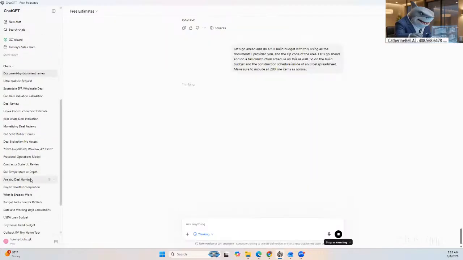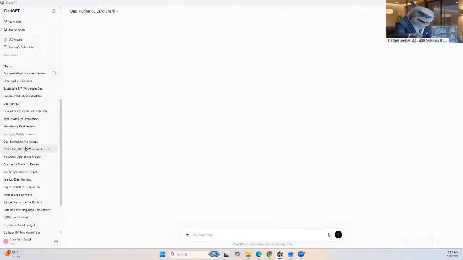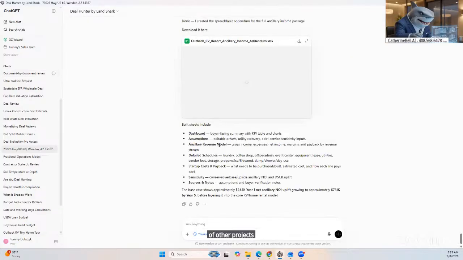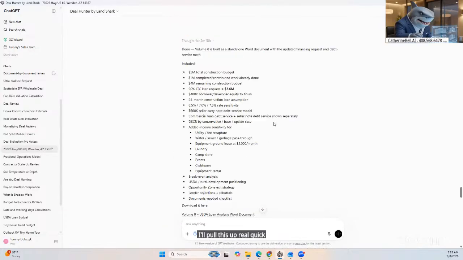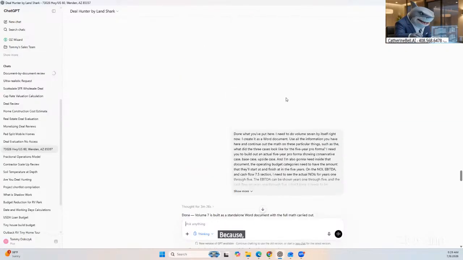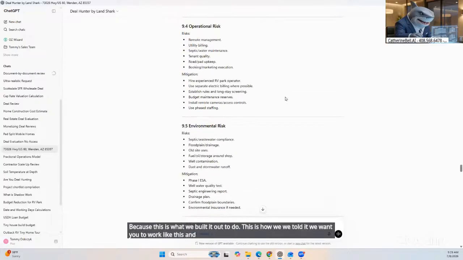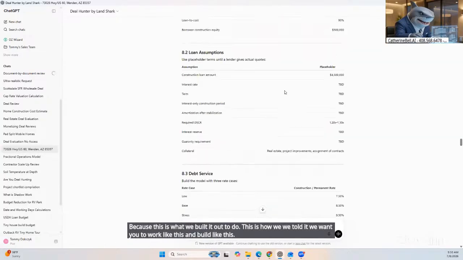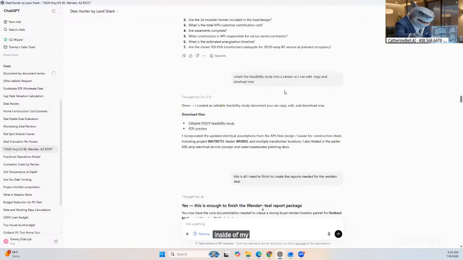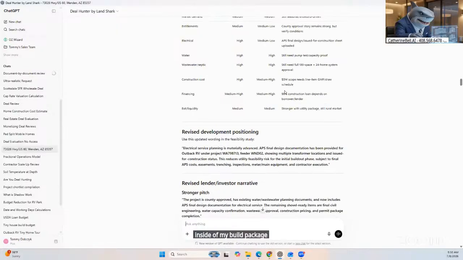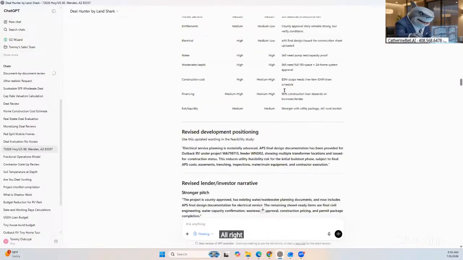So, we've got some examples of other projects. This is the budget that I'm looking for it to provide. I'll pull this up real quick, because this is what we built it out to do. This is how we told it we want you to work and build. So that's what it did. I'm going to go all the way up to the top. It's inside of my build package. All right, right there.